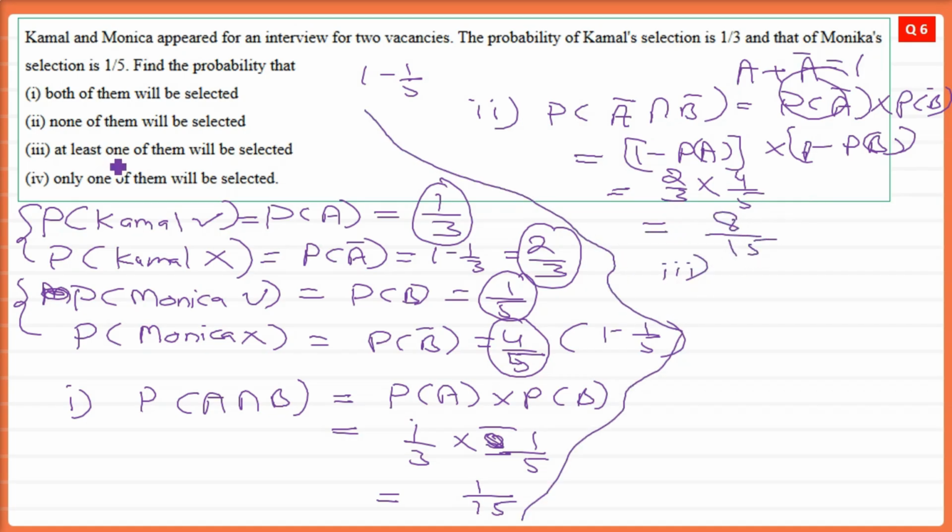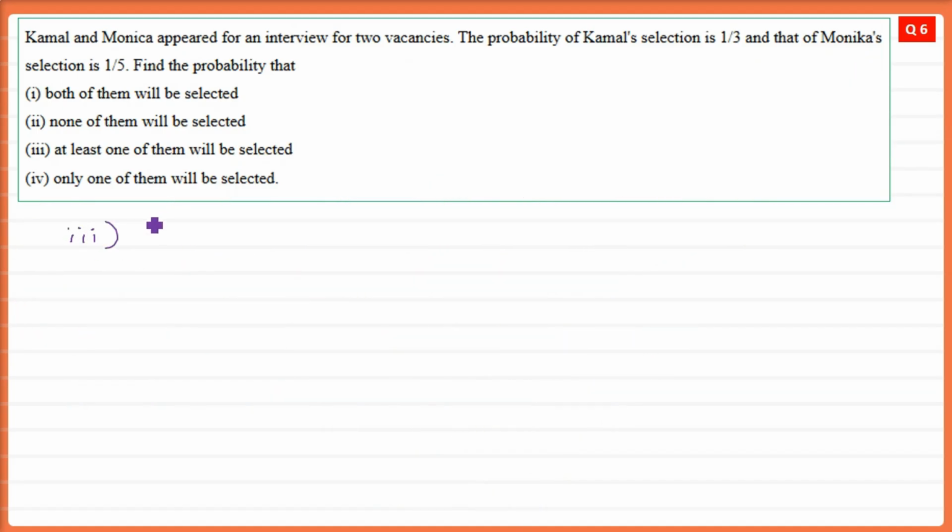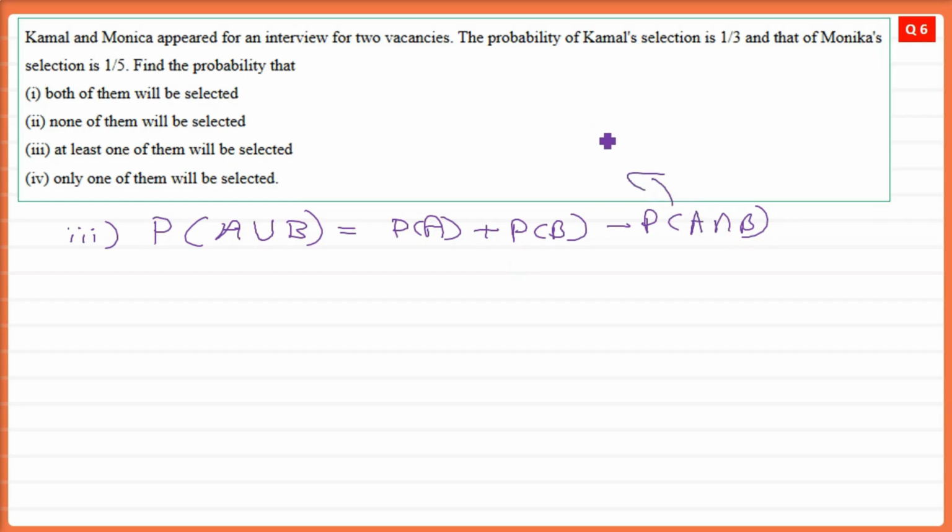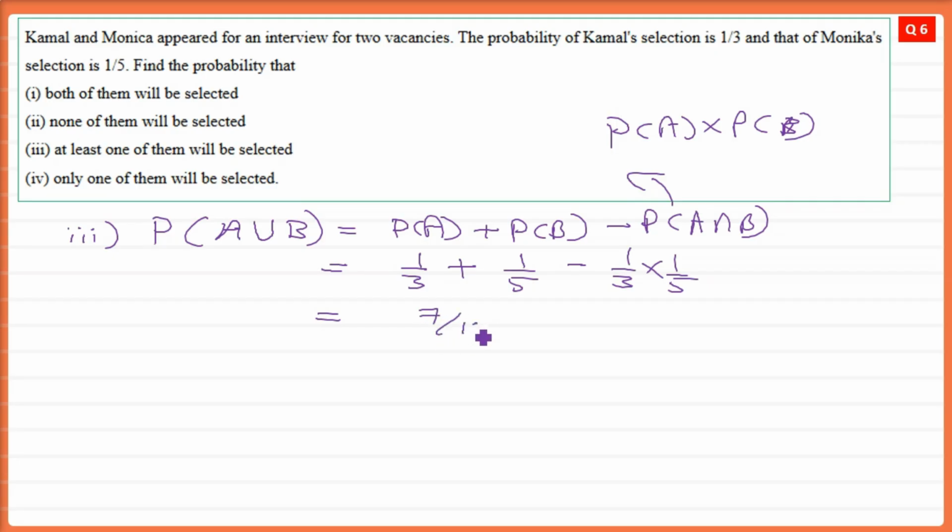The third one: at least one of them will be selected, or only one of them will be selected. So we have to write certain expressions. The third one is like this. At least one of them will be selected, so either Kamal or Monica or both of them. That is P(A union B), either A or B. The expression will be P(A) plus P(B) minus P(A intersection B). Since they are independent events, P(A intersection B) will be P(A) multiplied by P(B). P(A) is 1/3, P(B) is 1/5, and P(A) multiplied by P(B) is 1/3 multiplied by 1/5. When you compute this, it is going to come as 7/15.